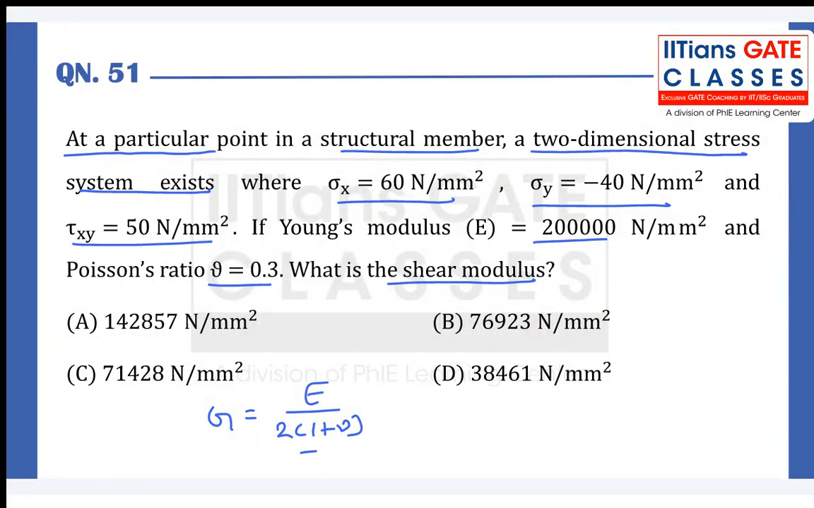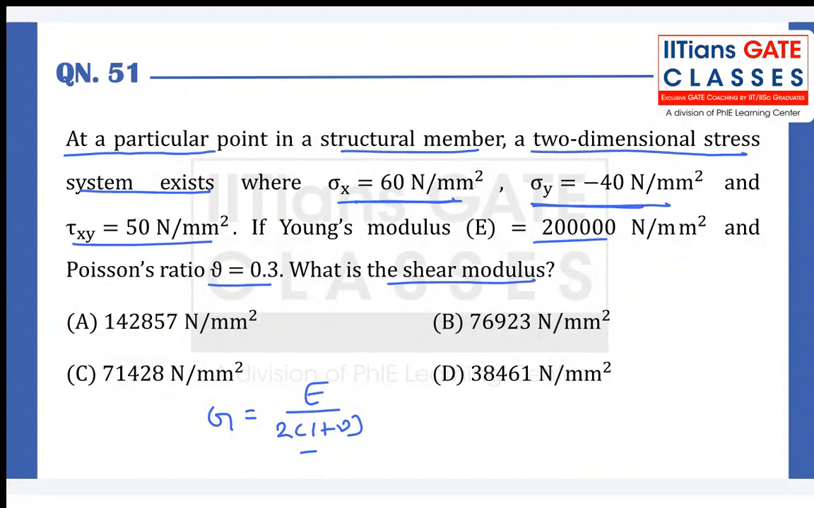For what reason are sigma x, sigma y, and tau xy given? Anybody? It's confusing, sir. Just for the beauty of the question. Yes, Ajay, just to make the question more beautiful, they have given them. Nothing more. So find the answer G, guys.